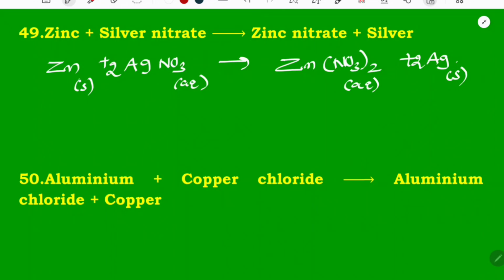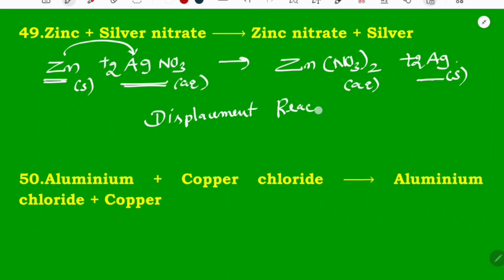So now, what type of reaction is this? Zinc is a more reactive metal. A more reactive metal can displace the silver from the silver nitrate solution. So this is a displacement reaction. At the same time, all displacement reactions are redox reactions.